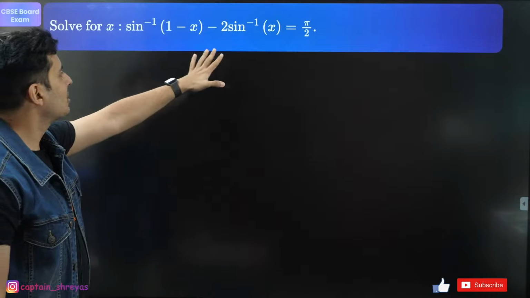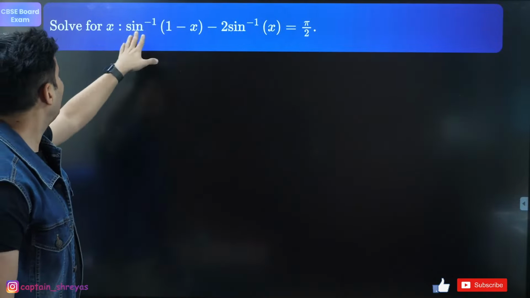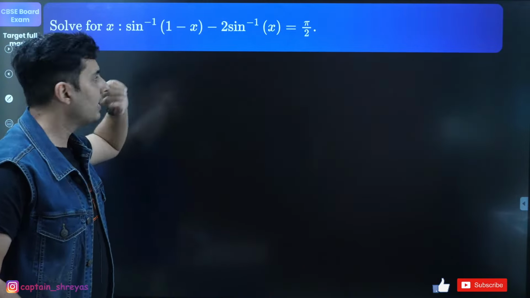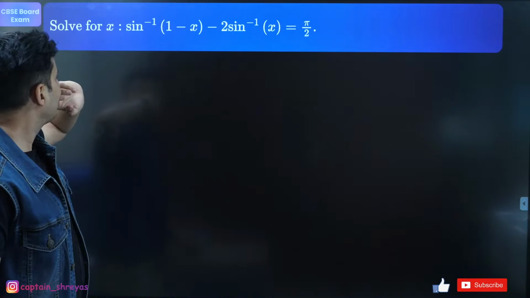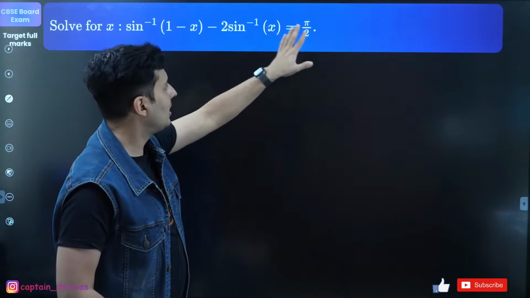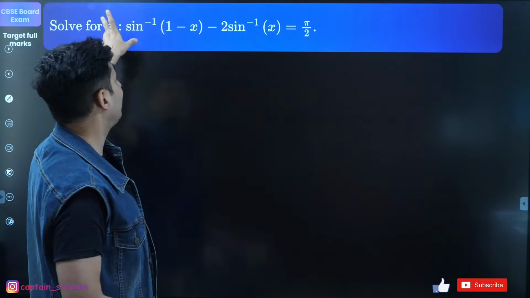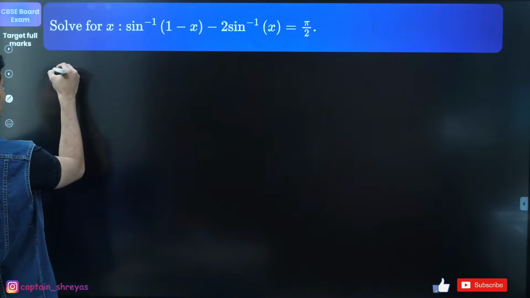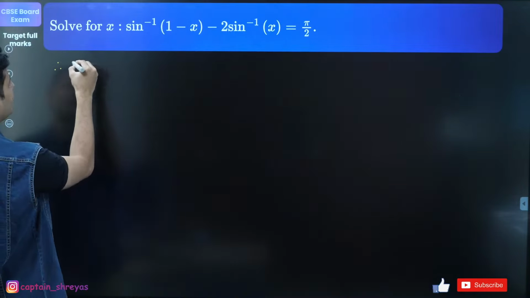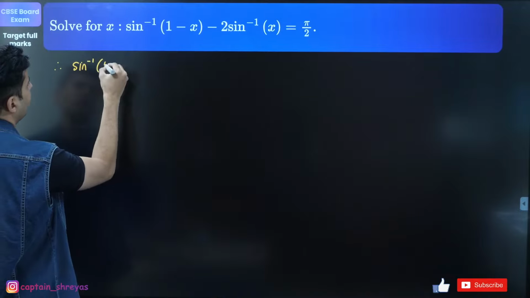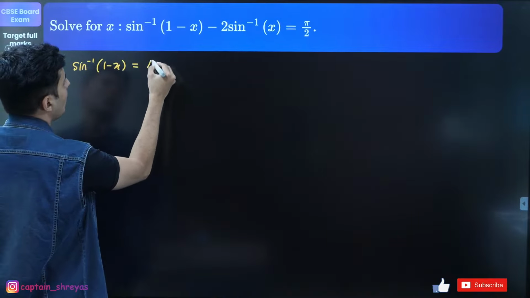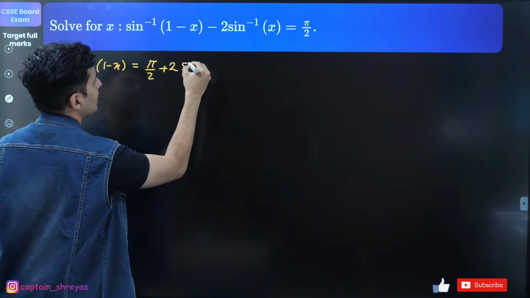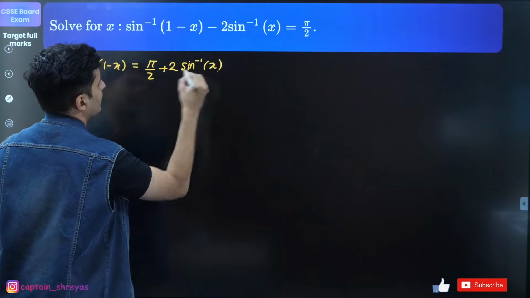Inverse trigonometry based question, guys. Solve for x. So you have to find the value of x in this inverse trigonometric equation. What we can do is take this guy over there and then find the sine of it, maybe that will help. Let's try this out. Therefore, sine inverse of 1 minus x is equal to pi by 2 plus 2 times sine inverse of x.